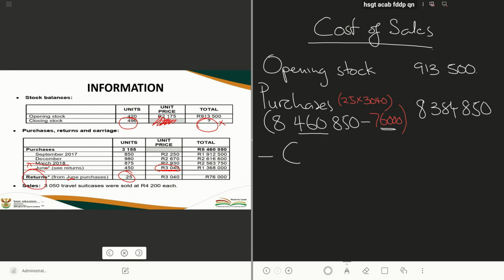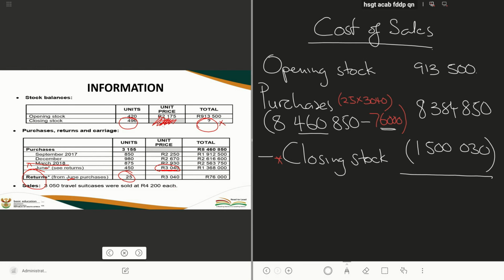My closing stock. Minus my closing stock. Remember, this is where we started when we were doing this question. We're looking for the value of closing stock. And remember, very correctly, our value was 1,500,030. Okay, so keep your calculator close to you.